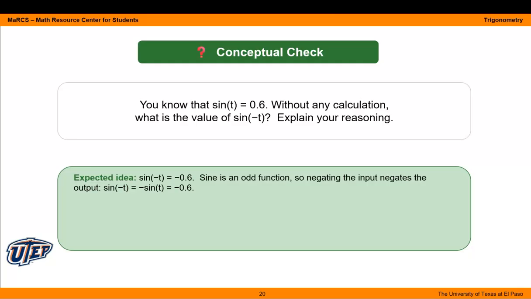Since sine of t is equal to 0.6, what is sine of negative t? Well, since sine is an odd function, sine of negative t is the same thing as negative sine of t, which is equal to negative 0.6. This is a quick application of symmetry.